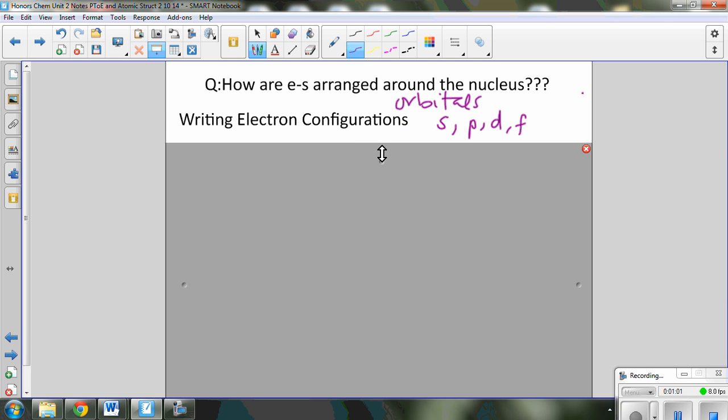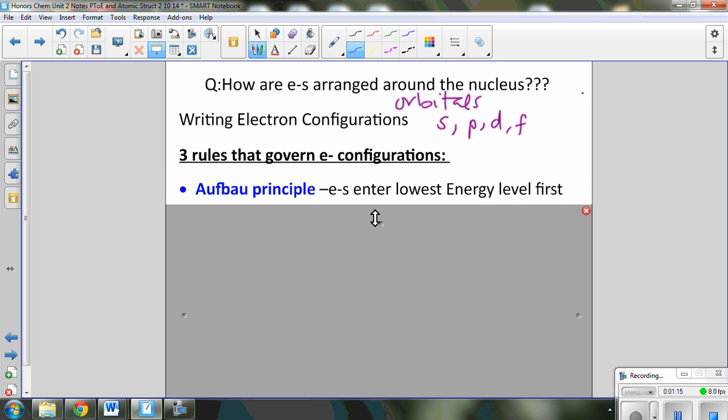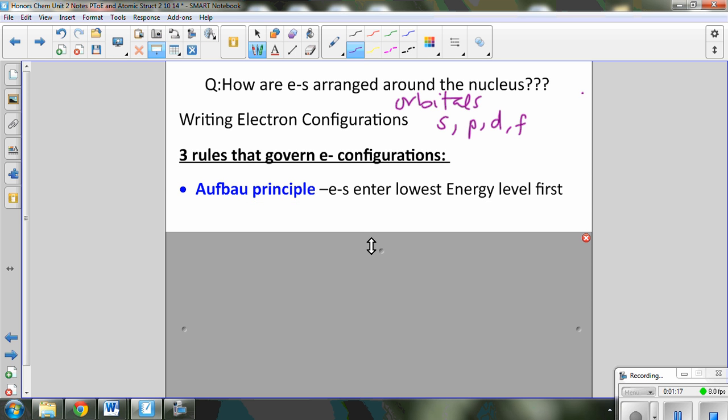There are some rules on how we can write out these electron configurations. It's like a code. It's a long address that tells you where the electrons are. So these are the rules for the electron configurations. First one is called the Aufbau principle. The electrons enter the lowest energy level first.